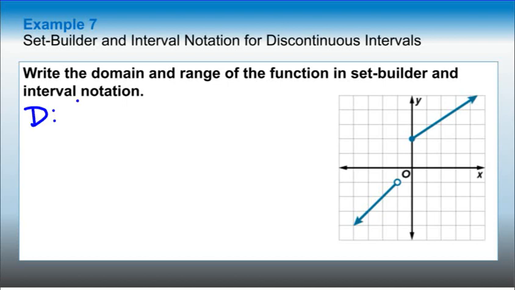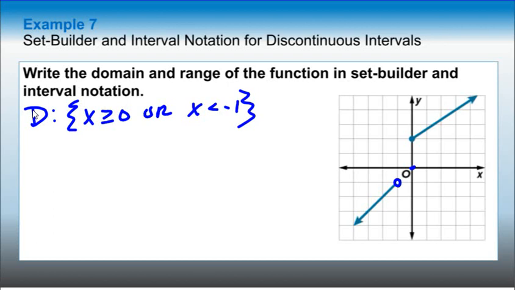So the domain for this one, in set builder notation, we have x is greater than or equal to 0, because if this is 0, it goes to the right. It can equal that, or x would be less than -1. And it's just less than because we have a hole here. There's nothing between 0 and -1. So that would be in set builder notation.